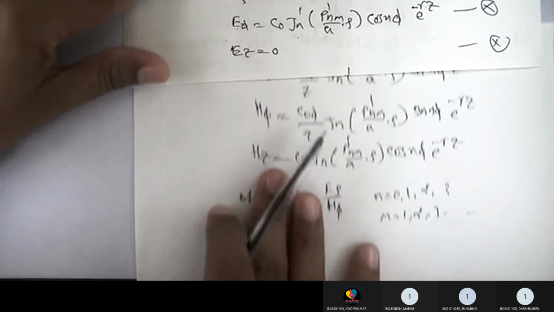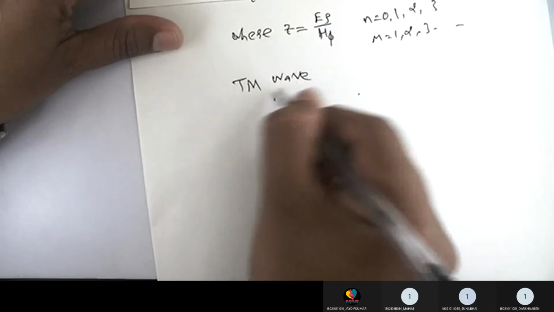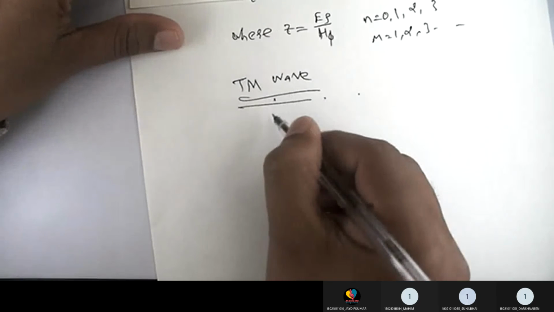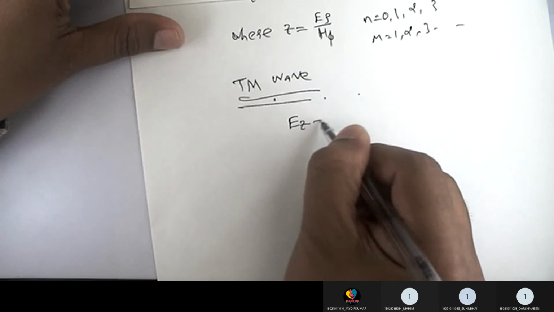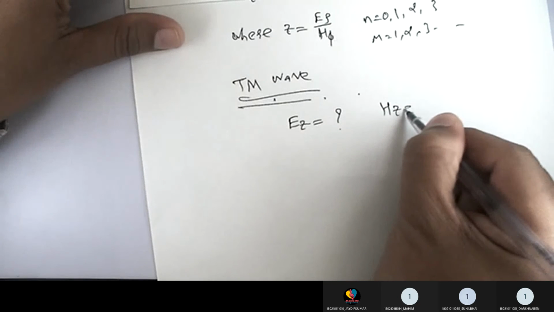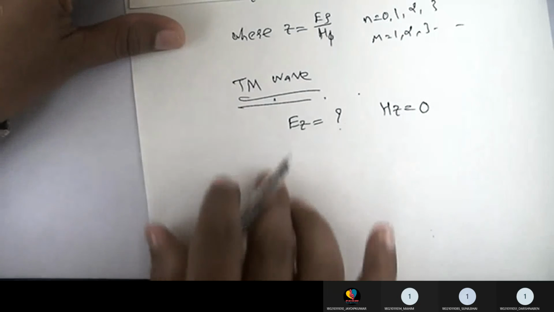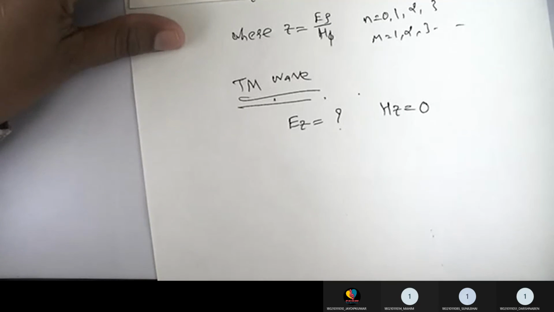In the same way you can derive the field components for a TM wave. The only thing you have to take care of is that now Ez you are looking for and Hz will become 0. You have to use the same procedure that I did today, and you will once again get all those components. Okay, so with this I will stop here.